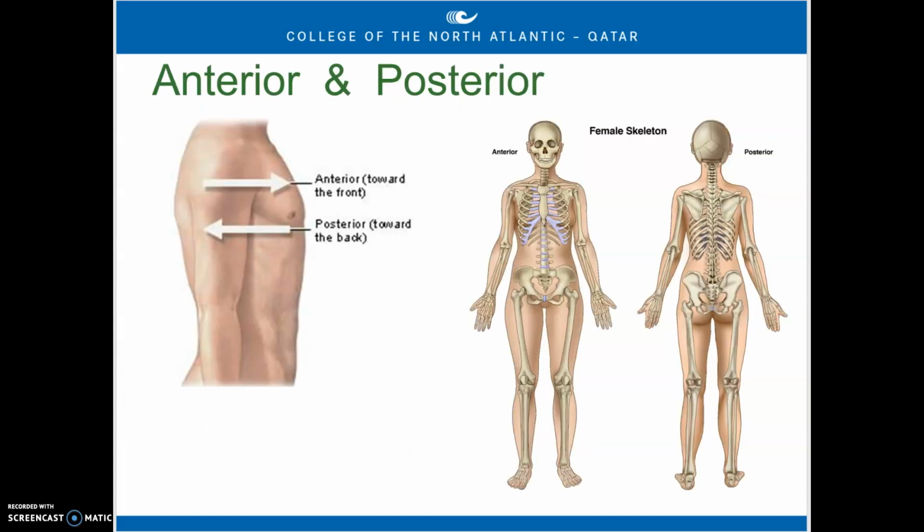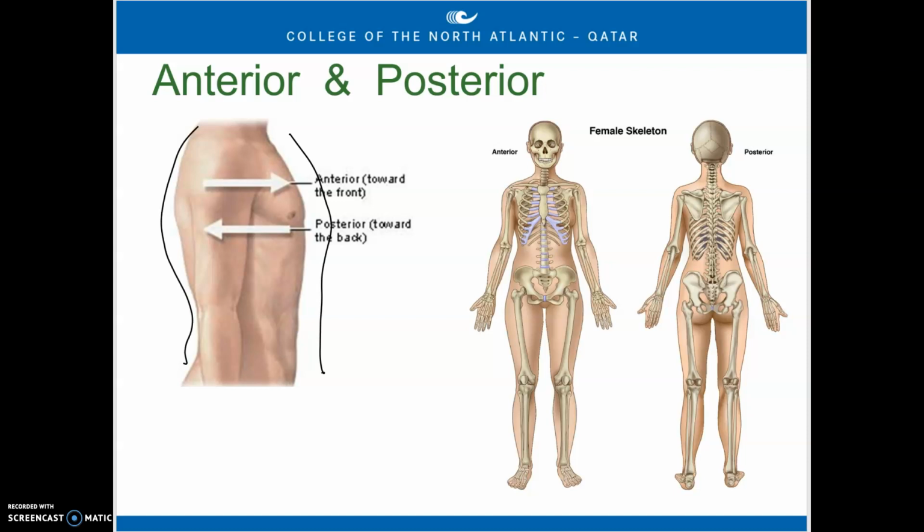So anterior, posterior, really quite easy. Anterior is going to be the front of the body, facing the front, so the face. Posterior is going to be the back. So if you look at the arrows, it's a pretty simple way to tell stuff. Anything on the front part of the body over here is going to be considered anterior. Anything back here is going to be considered posterior.